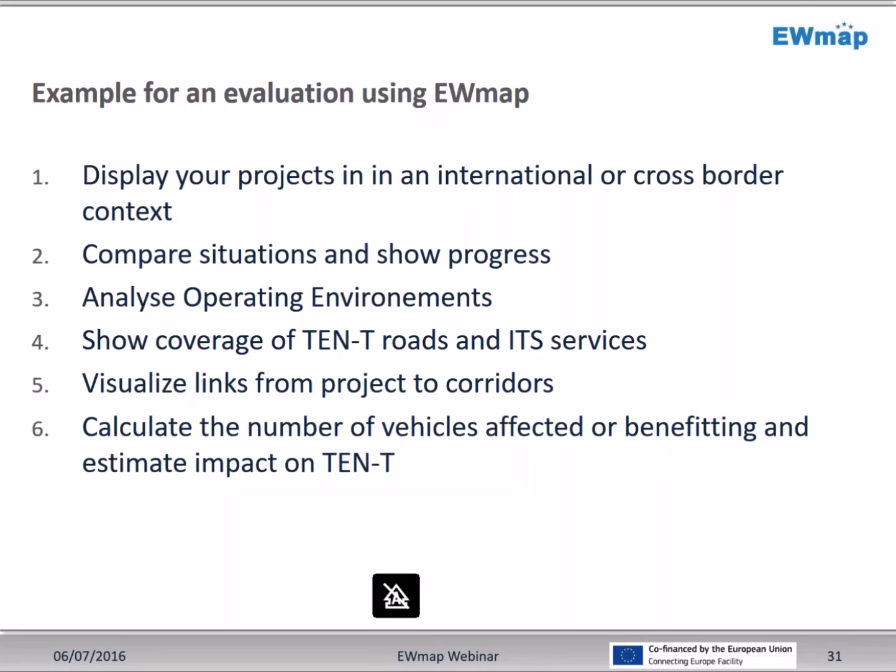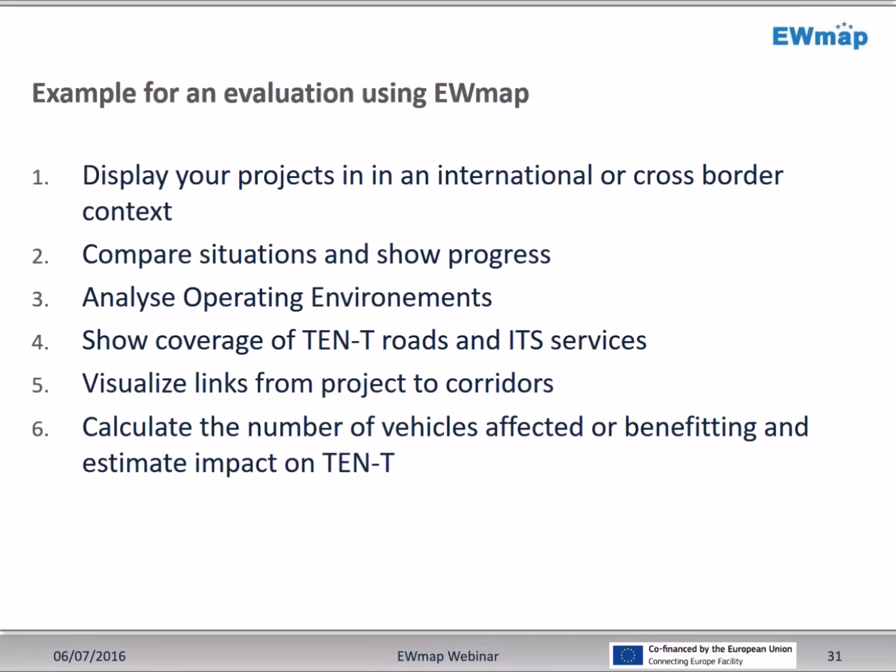You can analyze the operating environments, which are basic concepts. You can show coverage of TEN-T roads and ITS services, like stated before. You can then say what is the coverage of the TEN-T roads as such with this and that service. You can visualize links from project to corridors. So you can say where a certain project is located within a corridor, and what its relationship is to the entire corridor as such.